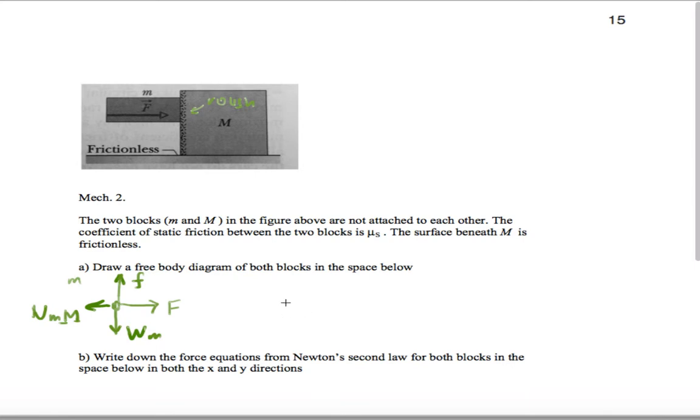Then for big M, I have the normal on big M due to little m. I have the weight of big M. I don't have any force pushing it backwards. I've just got the weight of big M pointing down, and I have a downward friction force acting on big M from little m. So we've got this third law pair here, and this third law pair here as well.